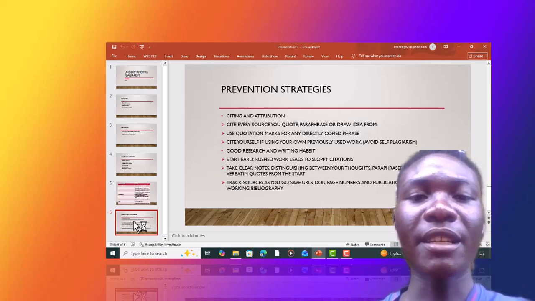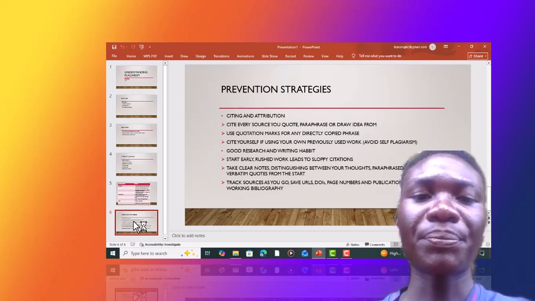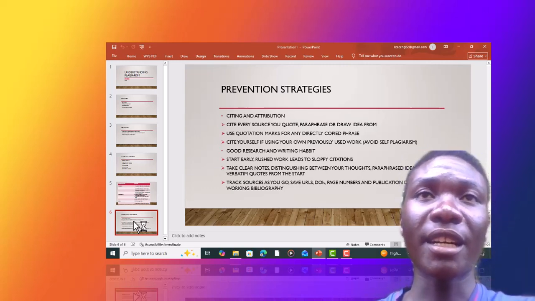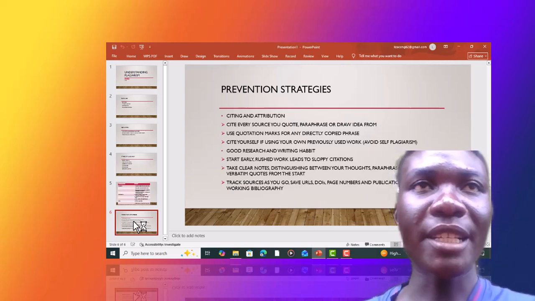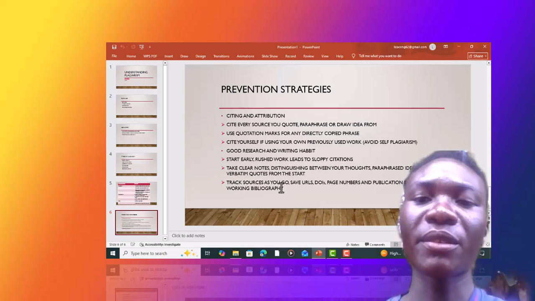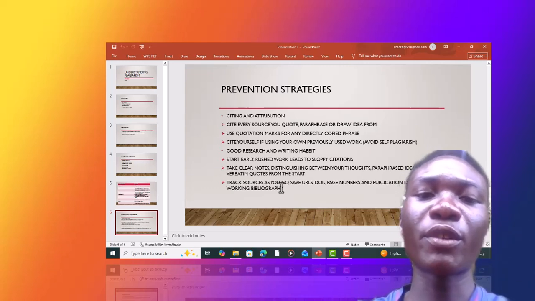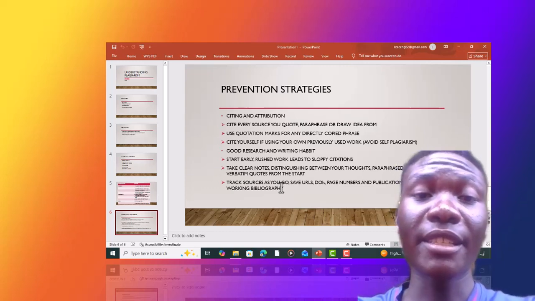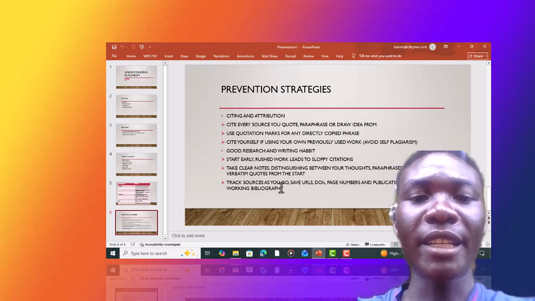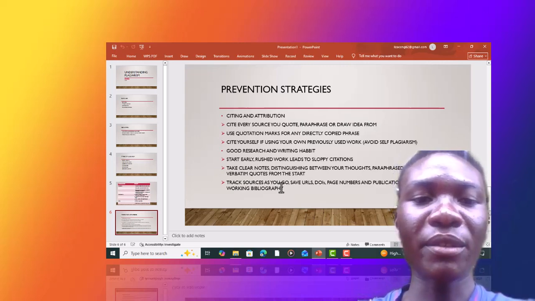And we have good research and writing habits. More so when you're carrying out research, start early. Make sure that you prepare before starting your research to avoid the type of plagiarism which is accidental. And then you also have to take clear notes, distinguishing between your thoughts, paraphrased ideas, and verbatim quotes from the start of research up to the last. You have to be very keen enough to distinguish between all those.